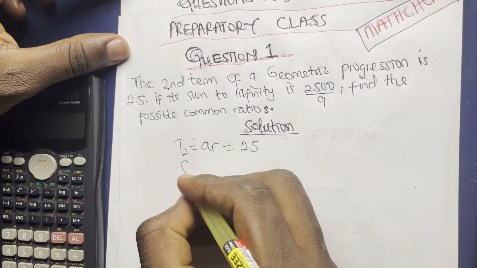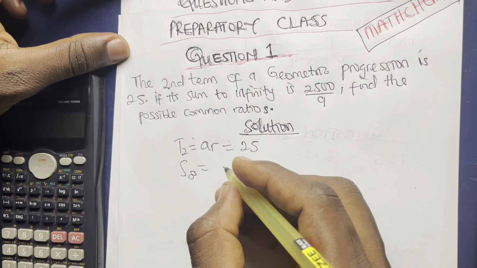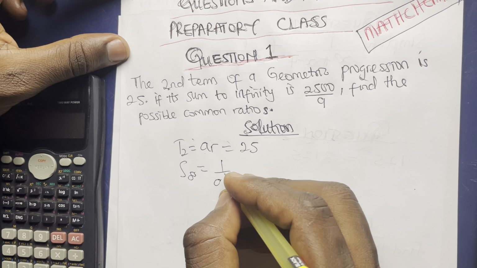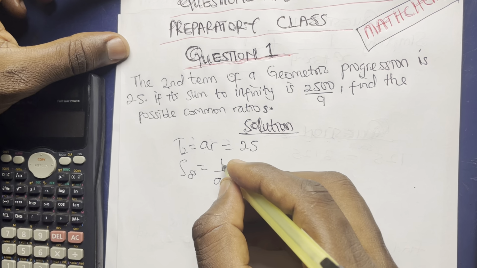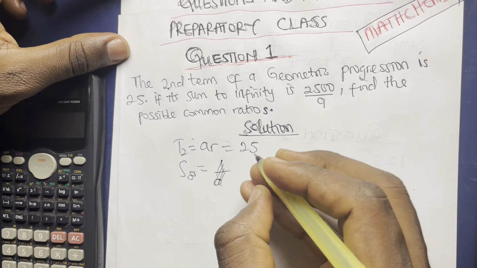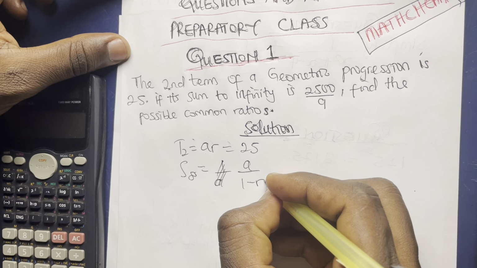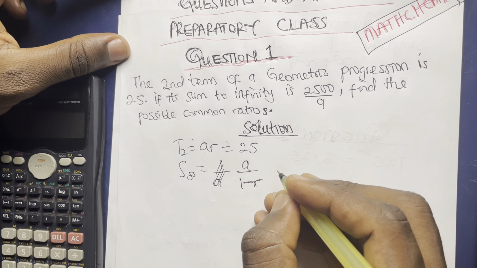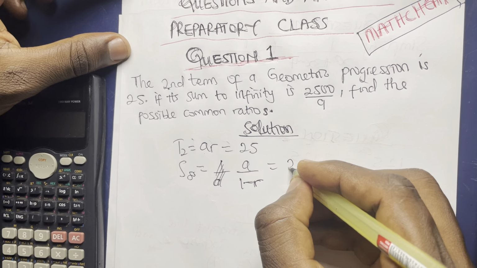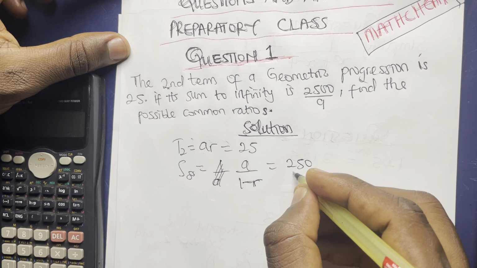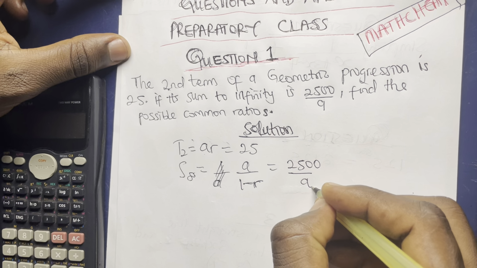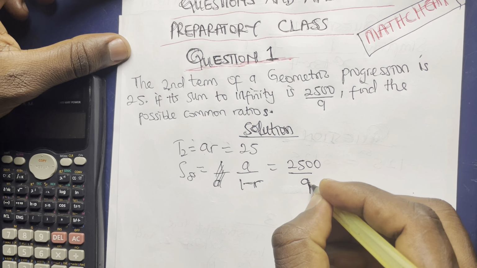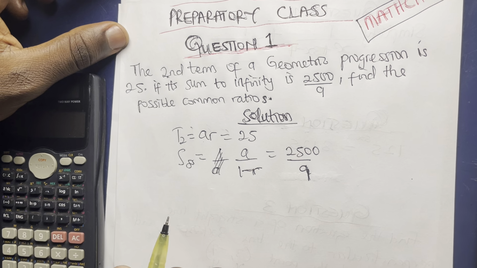Now they said the sum to infinity of a GP, which is A over, sorry, the formula is A over 1 minus R. That's the formula. So they said the sum to infinity is 2500 over 9. They now say we should find the common ratio, that's the R.